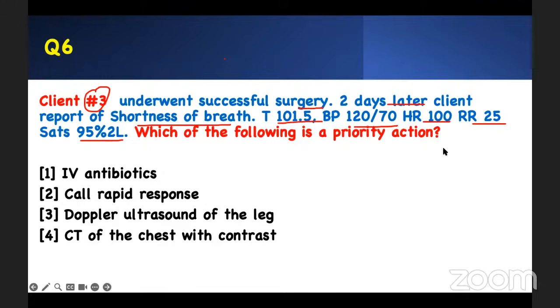Prioritization once again, but presented in a different form. You can't answer the question without spending time to figure out what is wrong with the patient. I always say that. Don't ever answer a question without knowing what the patient is suffering from. You read it from the back. Which of the following is a priority? I've given you vitals. Patient underwent surgery. All of a sudden, shortness of breath, tachycardia, respiratory rate of 25, and saturation of 95.